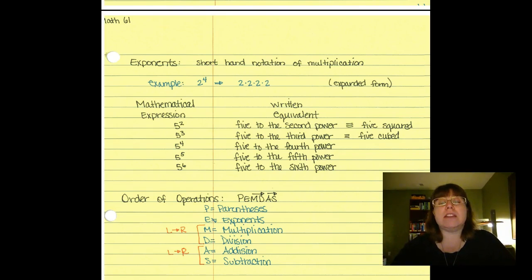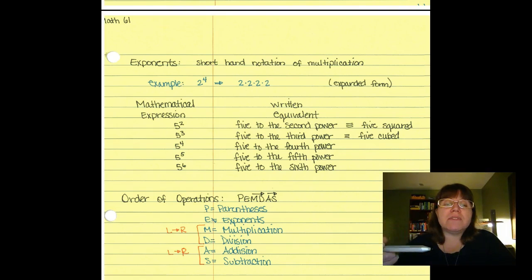That's how the shorthand notation of multiplication is just exponents. Order of operations, some people remember it as PEMDAS, but there's a trick involved. Parentheses is for our P, exponents is for our E, M is multiplication, D is division, A is addition, and S is subtraction.